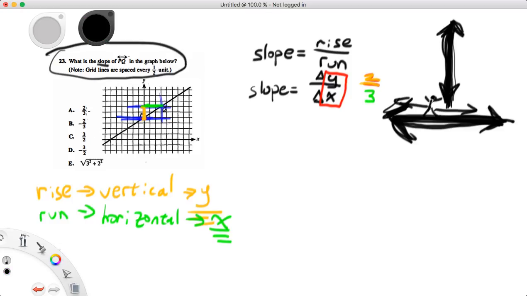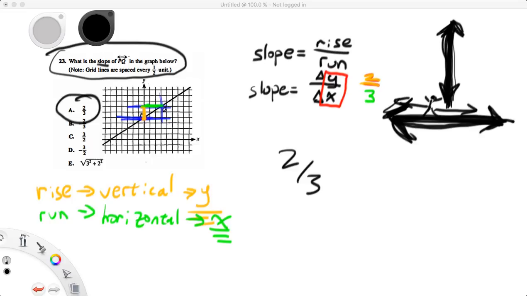Okay? And then here's where Q ends, right? So I got to go over, and it looks like there's 1, 2, 3 spaces between P and Q. It looks like my run is going to be, I should have made my rise lightning yellow instead of red. There's my rise, lightning yellow, and it goes up 2. And here's my run, it's green, and it's going 1, 2, 3, okay? So I end up with 2 over 3.